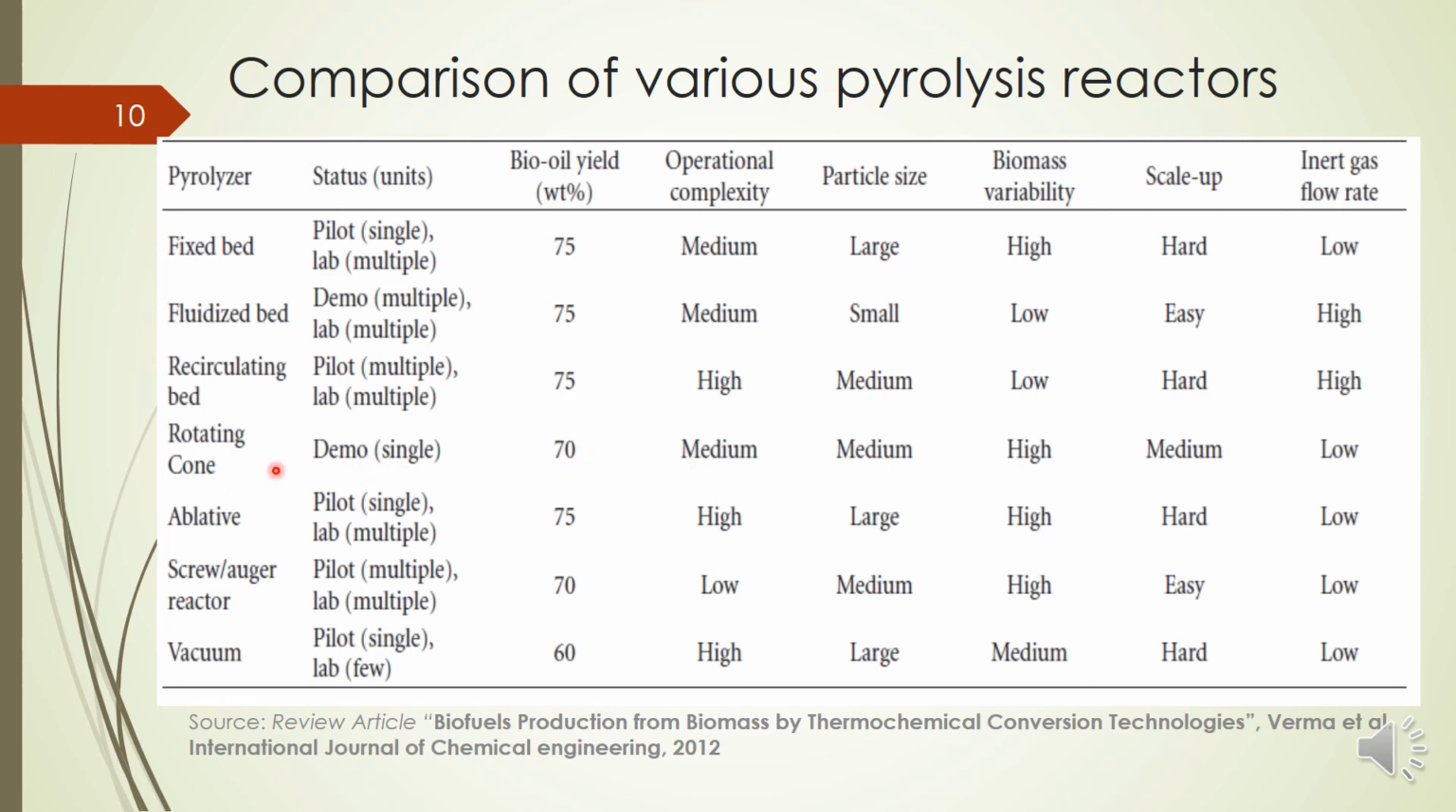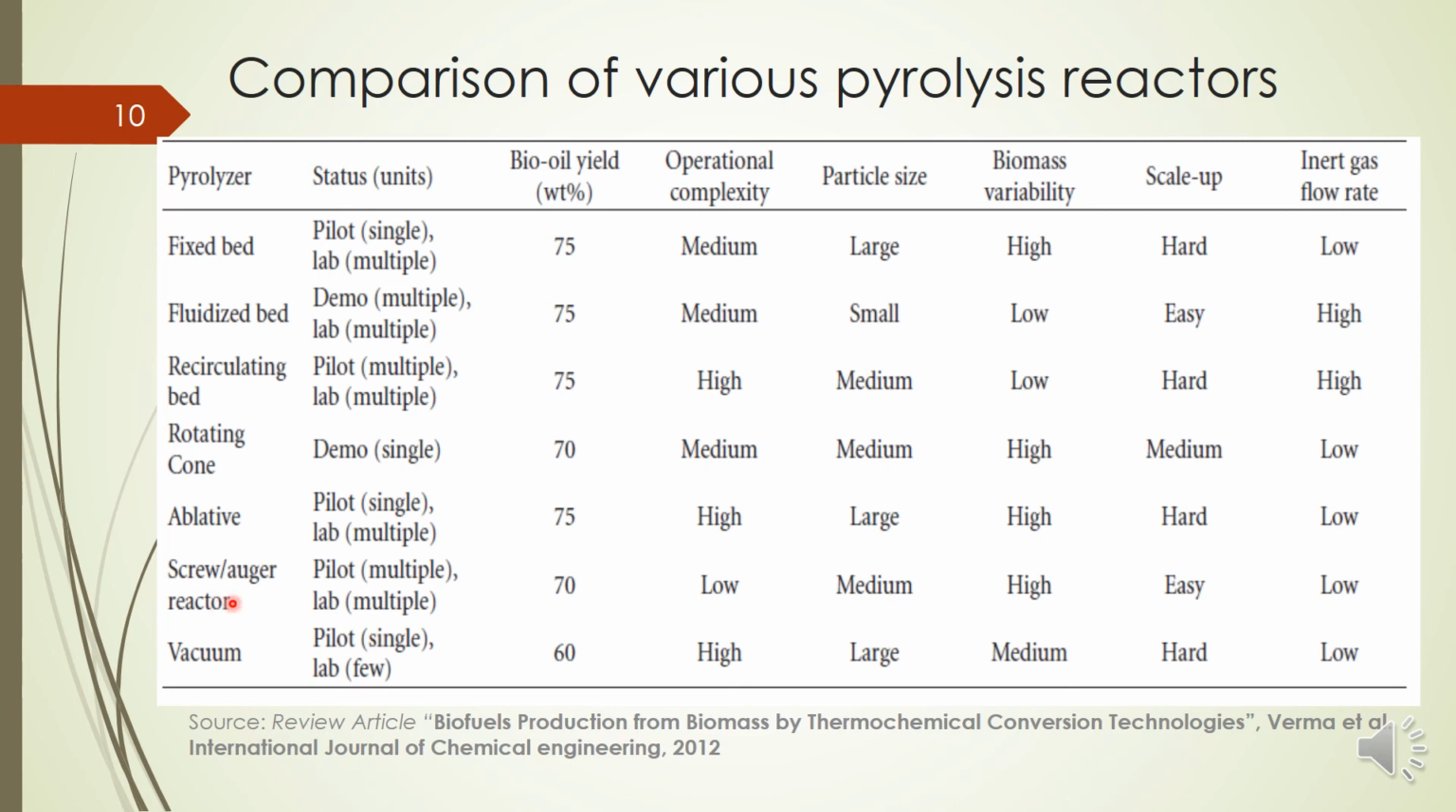And then we have the rotating cone type. Here also the biomass variability is high, scale up is somewhat medium, and inert gas is not required, or it is very low. Then we have the ablative reactor, but its operation is complex. We can use large biomass with high variations, but it's not suitable for scale up. And inert gas is not required that much.